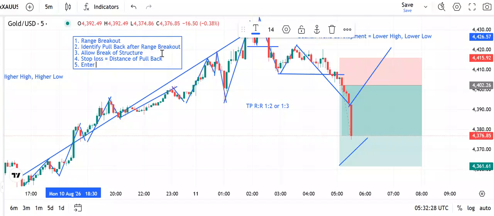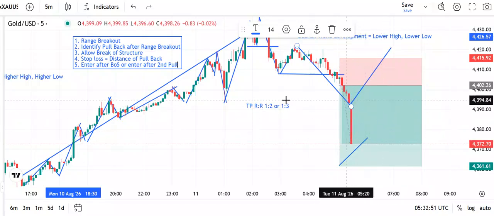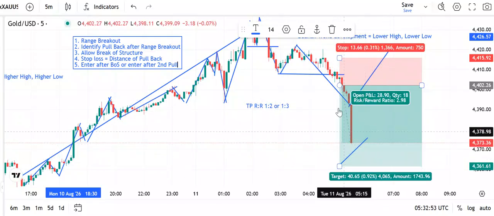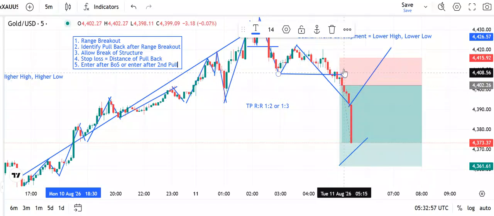Enter after break of structure, or enter after second pullback. But we are not having a second pullback. No second pullback here. It's almost giving us 1 to 3 ratio.